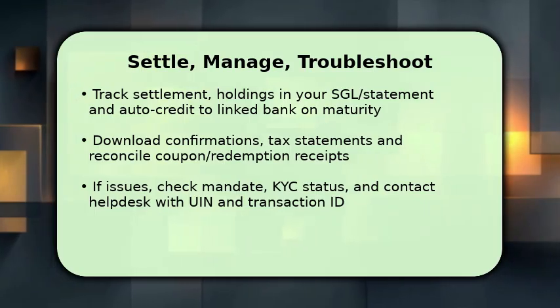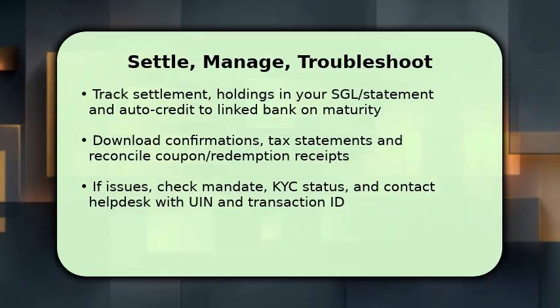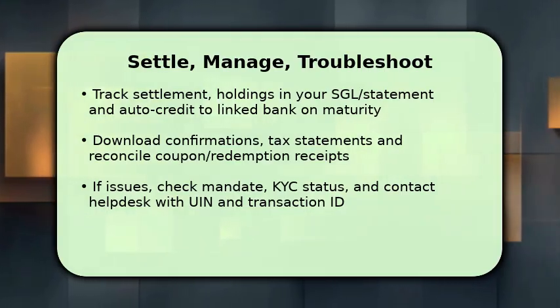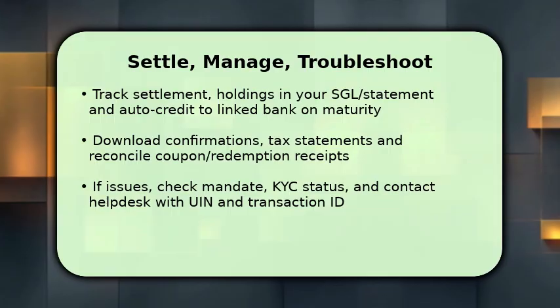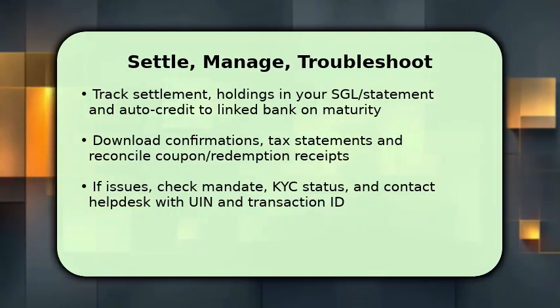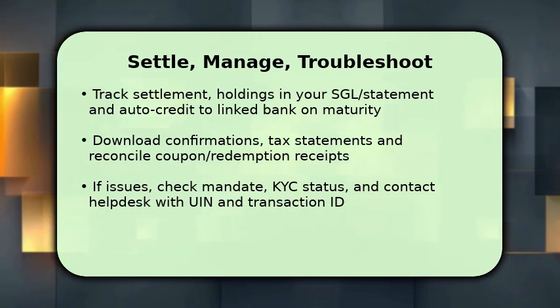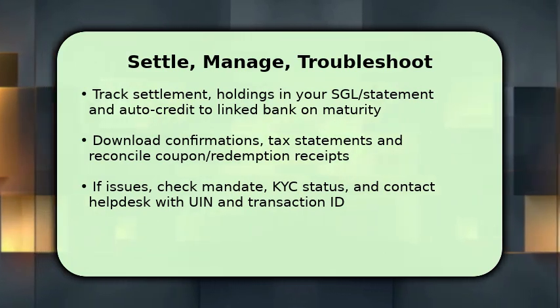If something goes wrong, failed debit, missing allotment, or login problems, first verify your KYC and mandate status, then contact support with your UIN and transaction ID. This speeds resolution versus vague descriptions and prevents avoidable delays in settlement or resubmission.